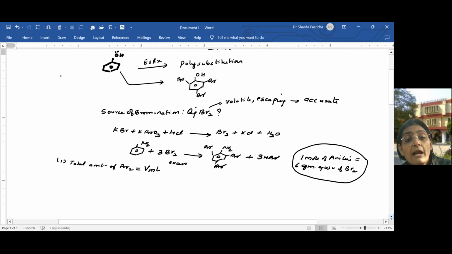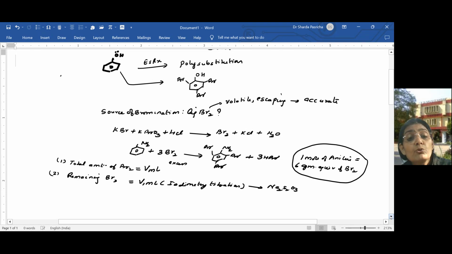React it with aniline. Some amount of bromine will be remaining. The amount of remaining bromine is estimated volumetrically by using an iodimetry titration. Titration with sodium thiosulfate.